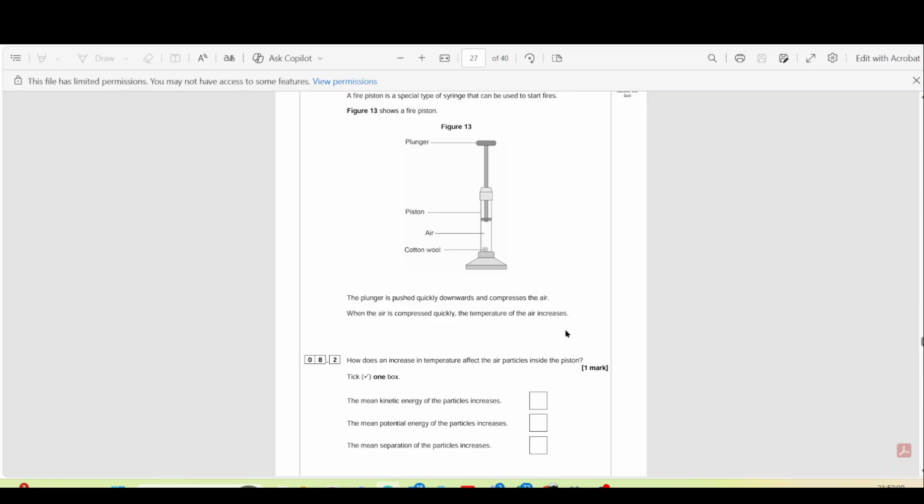Exactly. Why? Because temperature measures the average kinetic energy of the particles. Like if you boil water, the particles move faster. Why? Because its kinetic energy is increasing as you are increasing the temperature, right? So when the temperature of air inside the fire piston increases, the particles will move faster, and it means kinetic energy has increased.